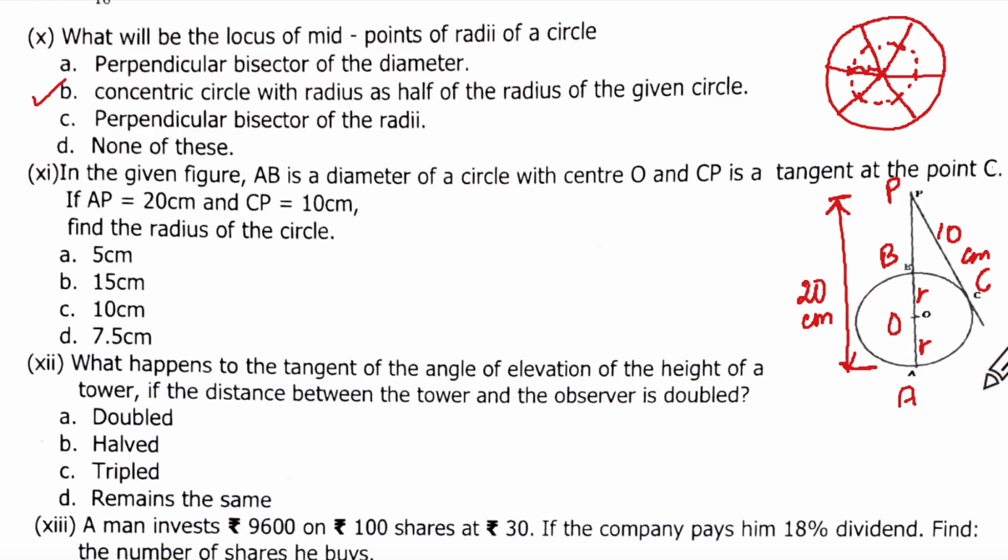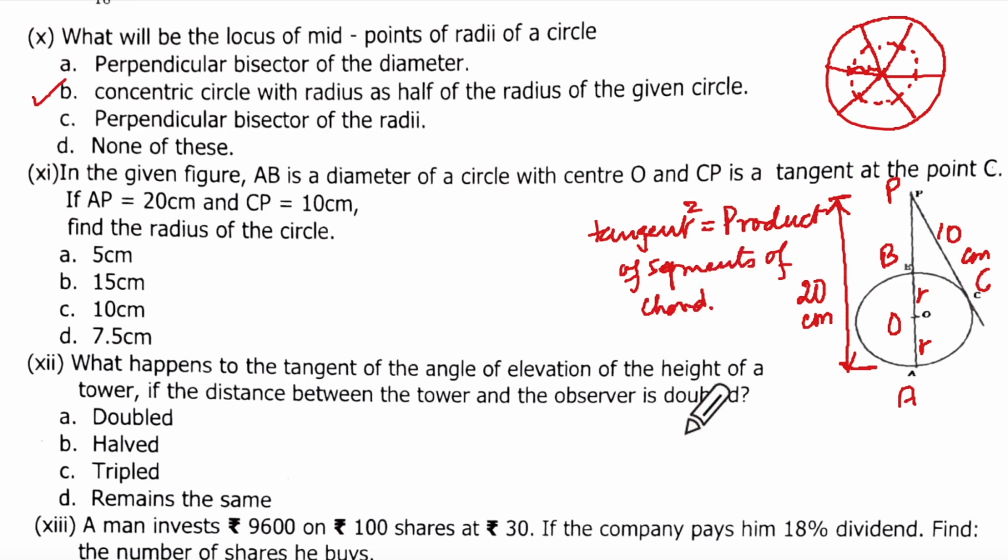Come on, tell me the property. Tangent square is equal to the product of the segments of the chord. If you do not remember, please write it down: tangent square is equal to the product of segments of the chord.